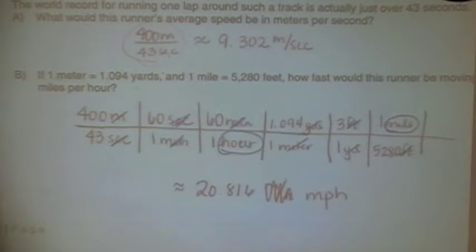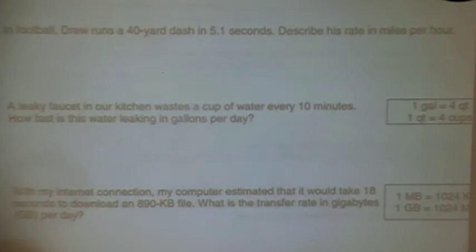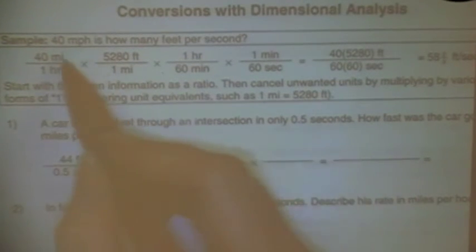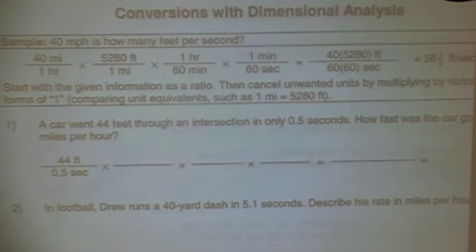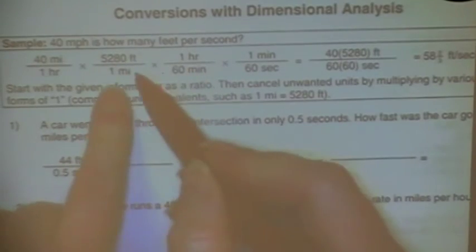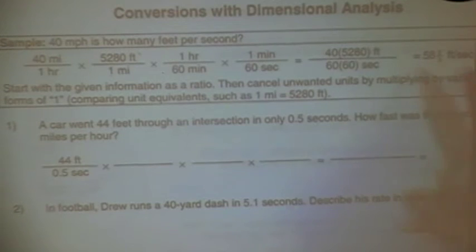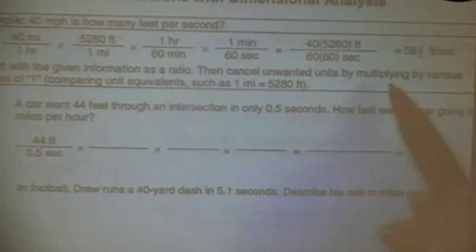Okay, so we'll go through one more together because they put it at the top of the page for us to go through together. They did a sample at the top where they went from miles per hour to feet per second. And you can see what they did. They chose to deal with their distance first, so they canceled miles with miles and went from miles to feet, and then they chose to deal with canceling hours, and went from hours to minutes and minutes to seconds, and this one ended up as 58 2/3 feet per second.